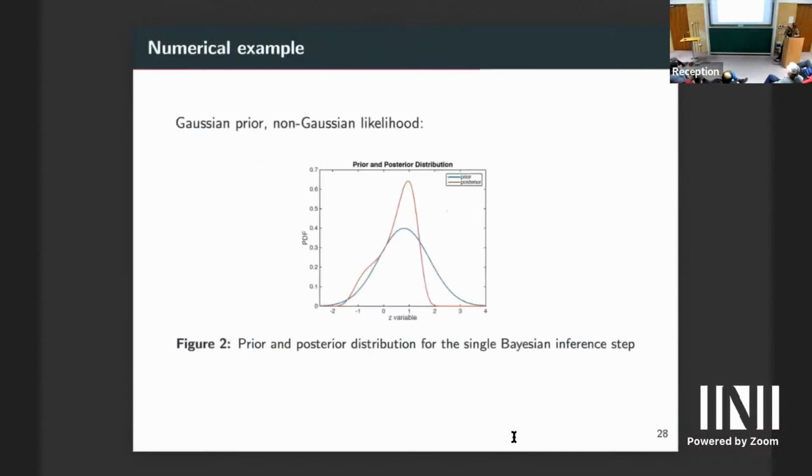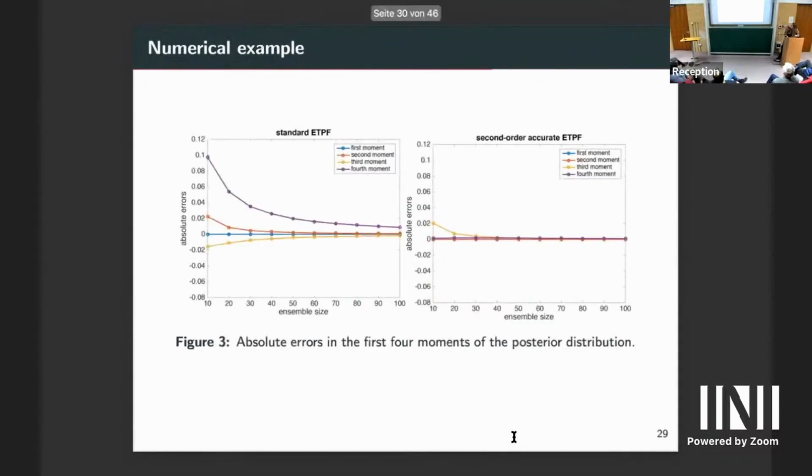I want to get to some pictures for you to actually prove to you that it's working a little bit. So let's say we have this kind of situation going on. So we have the Gaussian prior, but a non-Gaussian likelihood. And now you can compare the different filters and see how they're doing in terms of matching the moments essentially, or getting the errors right.